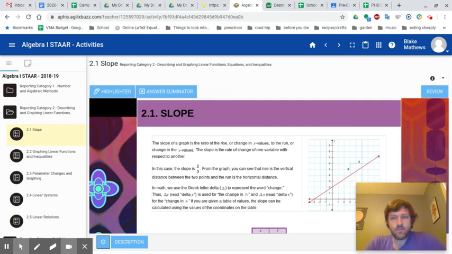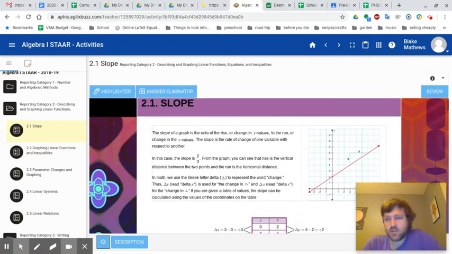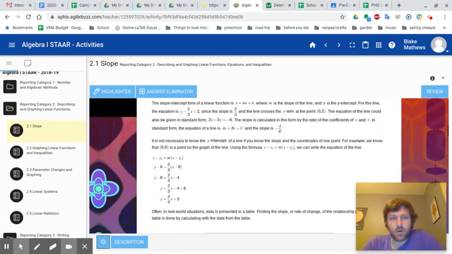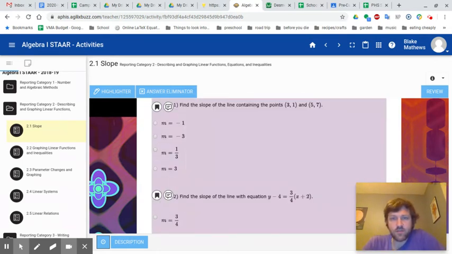All right, students, we're going to continue on. I'm moving on to reporting category 2, which is linear functions, which we've covered in class. So a lot of this should be familiar to you. We're going to just do some basics on slope with this lesson. So we're going to go all the way down here to the questions. Find the slope containing these points.